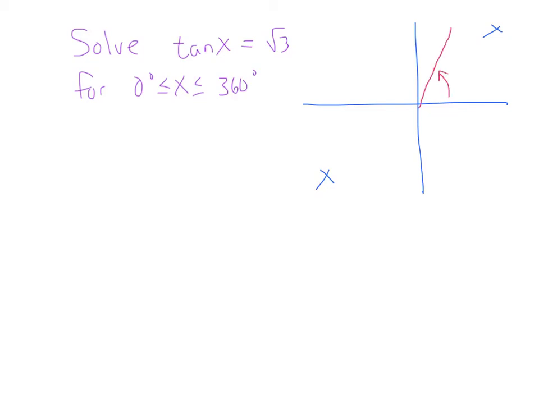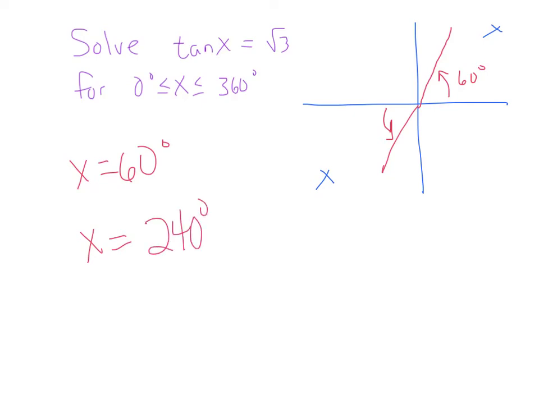a 60-degree angle. That becomes our reference angle. So 60 there, 60 there. X is going to be 60, or x could be 180 plus 60, or 240 degrees. This would be easy enough to check. Put your calculator in degrees, take the tangent of both of these, and then punch in square root of 3, and see if you get the same decimal values.